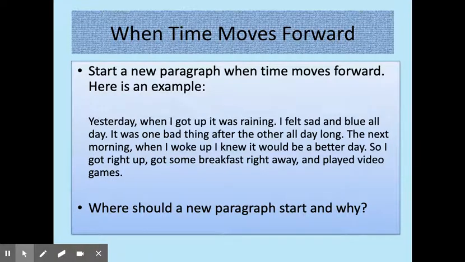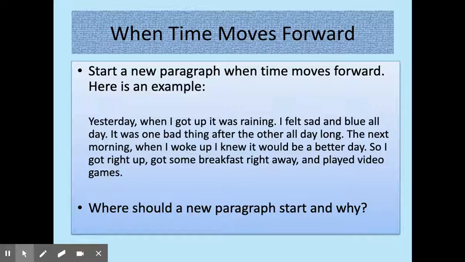Another time that we need to make sure that we have a new paragraph is when time moves forward. Start a new paragraph when time moves forward. Here is our example. Yesterday, when I got up, it was raining. I felt sad and blue all day. It was one bad thing after the other all day long. The next morning, when I woke up, I knew it would be a better day. So I got up, got some breakfast right away, and played video games. Scholars, where should a new paragraph start and why?